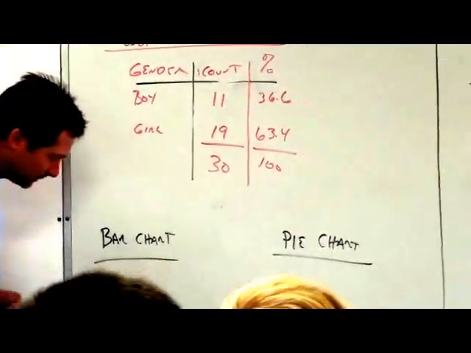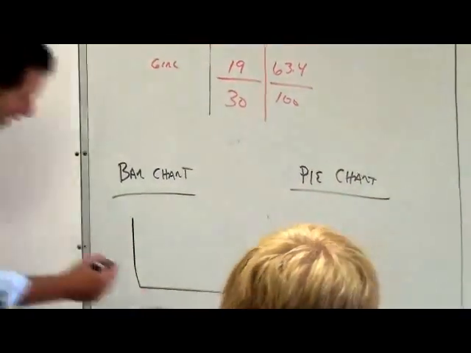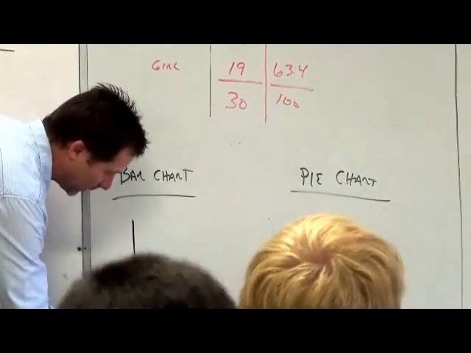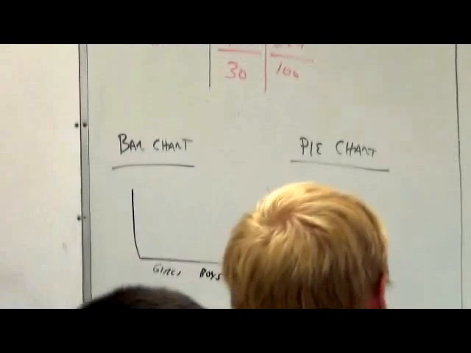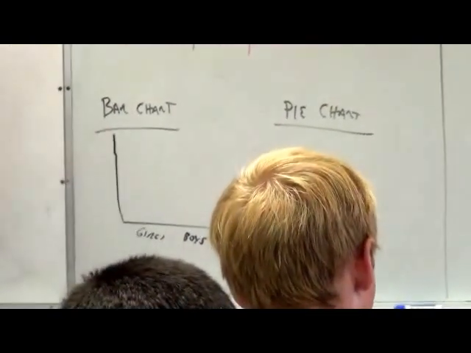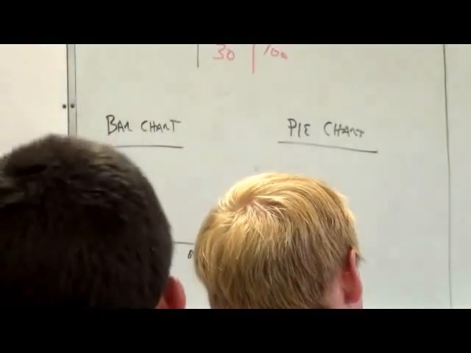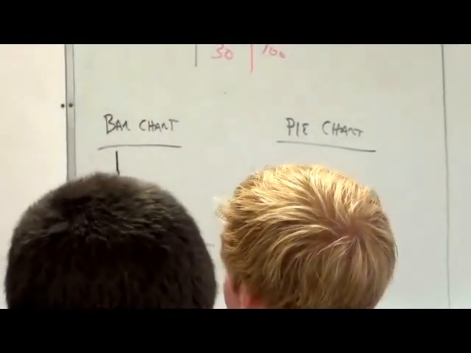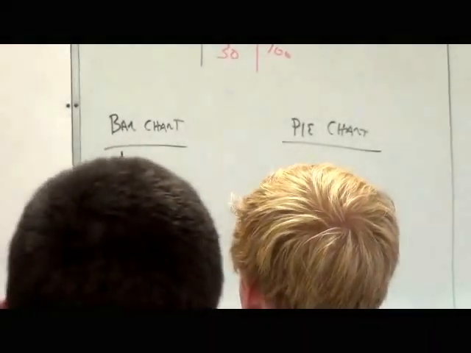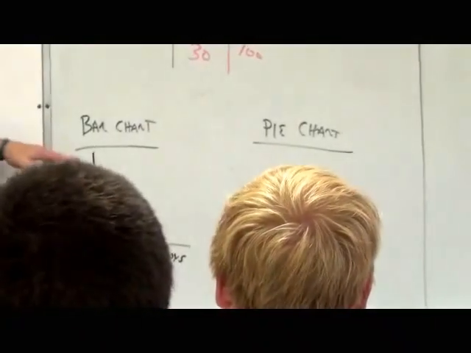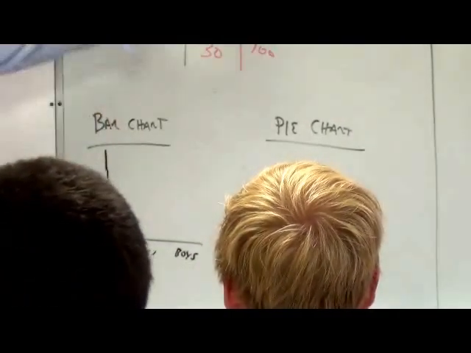Down at the bottom, we put our categories. So in this particular problem, we have girls, boys. Then you need to create your vertical axis, what numbers we're going to put. You could either do counts, maybe go to, I don't know, 25 here and draw the boxes. Or we could do percentages.